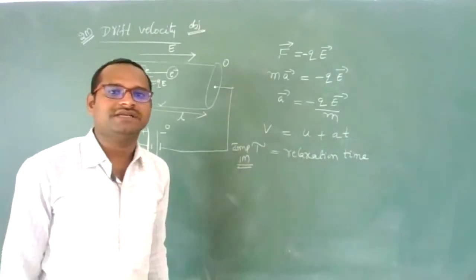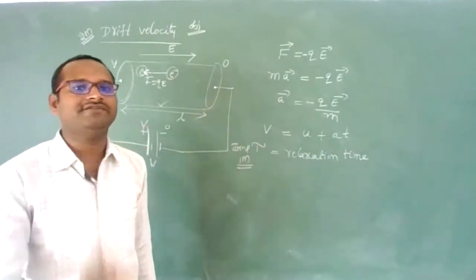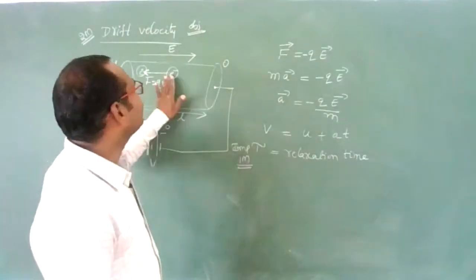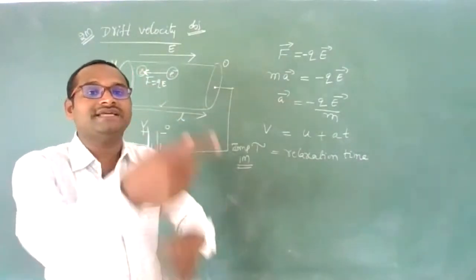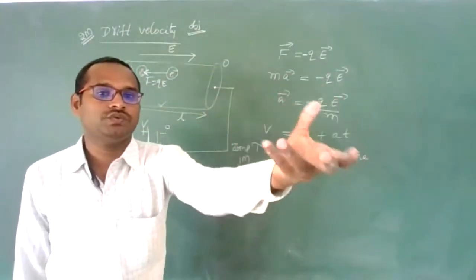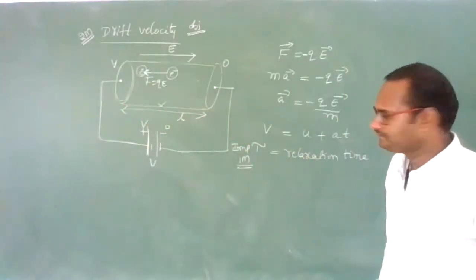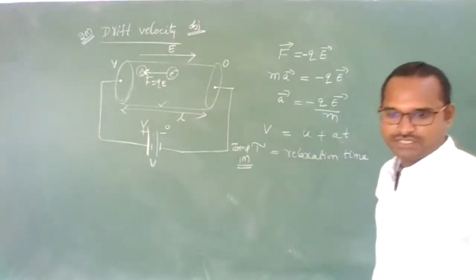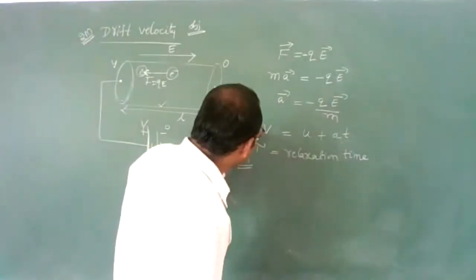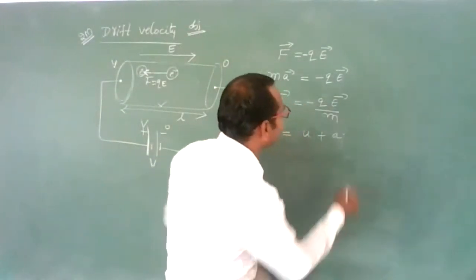So what is relaxation time? Relaxation time is the short interval of time for which an electron will get accelerated before colliding with another electron or another positive ion. Yes. So this time we can replace with tau, the relaxation time.